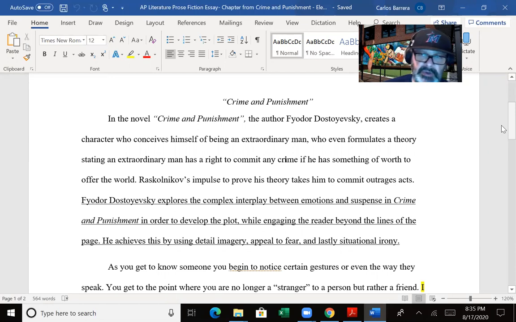So again, what this is doing is the old chicken foot, three elements to explore in there, which kind of limits the argument. And the idea isn't very sophisticated. It's to develop the plot while engaging the reader beyond the lines of the page. That's not very deep, but it does get the point for the thesis sentence.